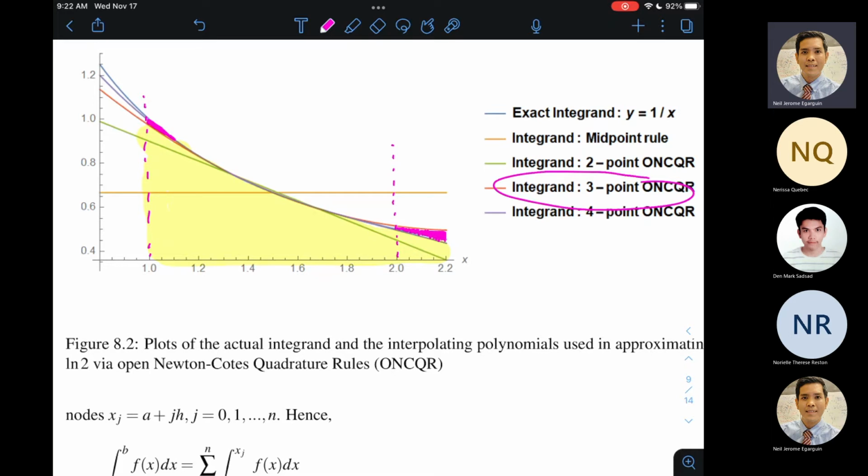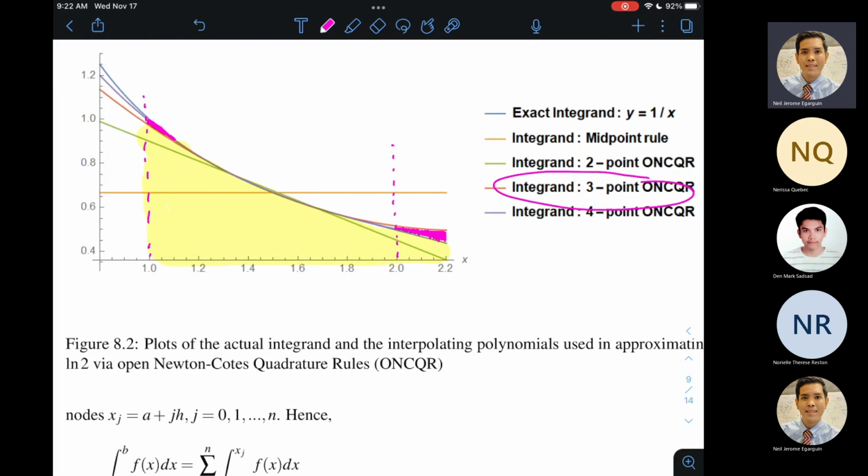So kung malaki yung degree ng polynomial na kinoconsider natin, magiging prone tayo sa Runge phenomenon, which might cause crazy oscillations near the edges of the interpolatory interval, or in our case, the integration interval. And we don't want that to happen kasi lalaki yung L infinity error ng interpolating polynomial. And pag lumaki yung error ng interpolating polynomial, maki-carry over yan dun sa error dun sa integration.